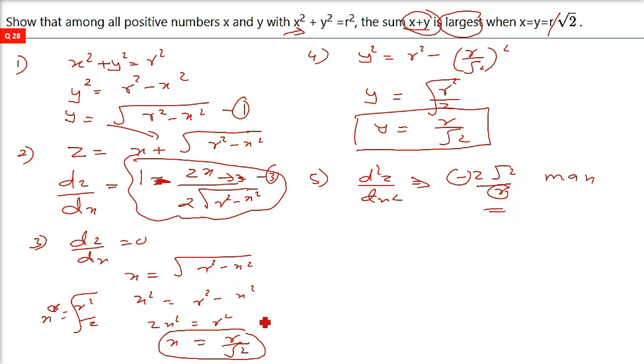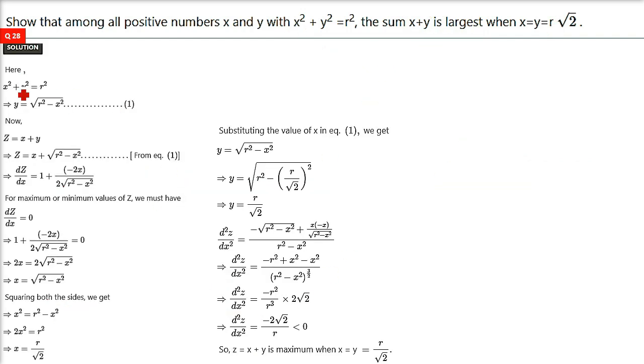So this is another step, and r, x and y we already got, and that is similar to the question, which is r by root 2. So first is using x square plus y square equals r square, then differentiating x plus y, and then finally showing that it is actually maximum or largest. x equals y equals r by root 2.